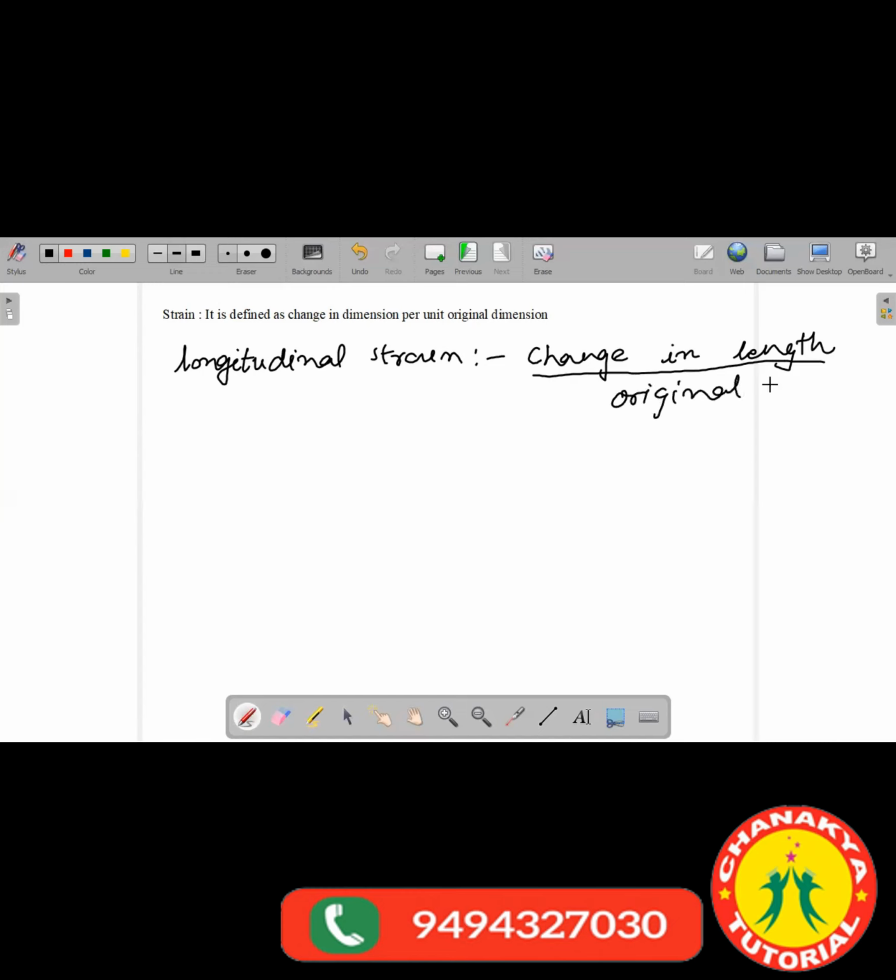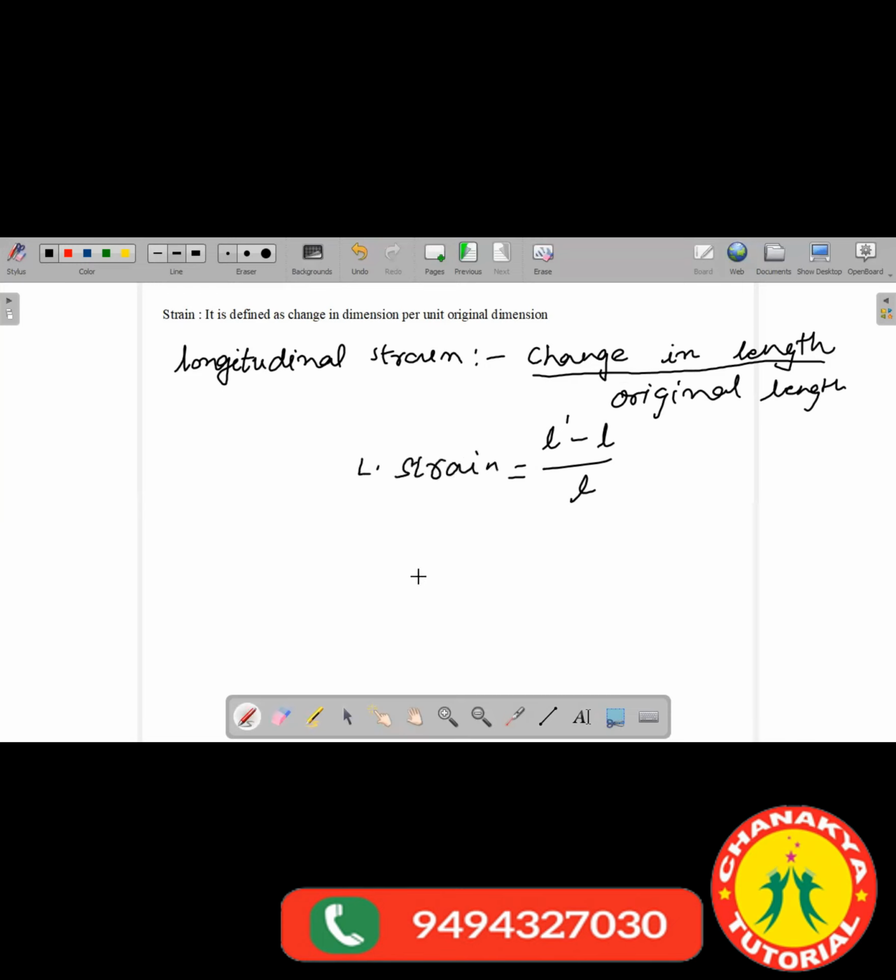To find the longitudinal strain, you need the change in length per unit length. The longitudinal strain is given as change in length per unit length. So change in length divided by original length, since the change in length is proportional to the original length also. Here it can be written as L dash minus L over L. This we call the longitudinal strain.